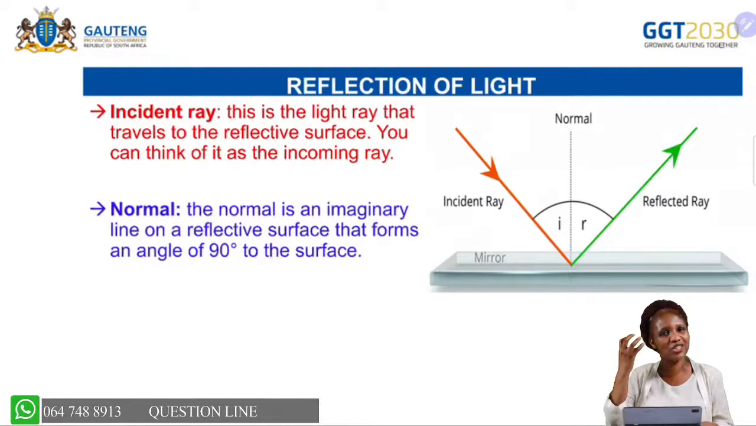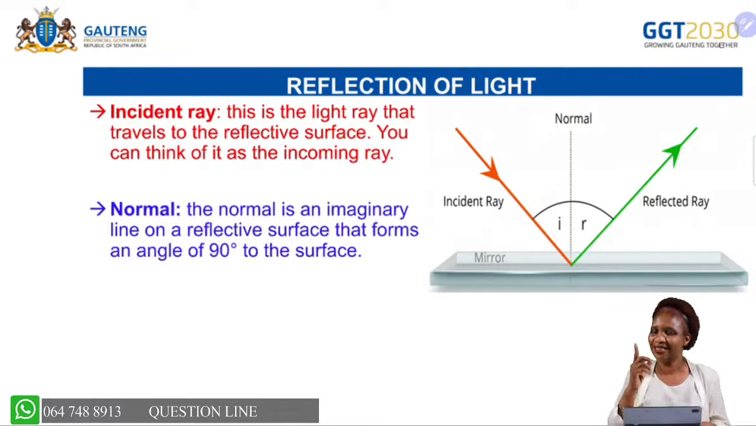Then the message will be transported through the optic nerve to the brain, and then the brain will interpret it as the color that we are seeing.